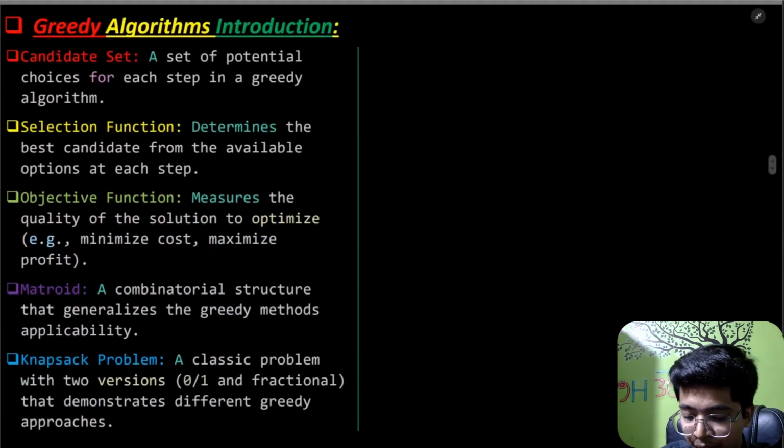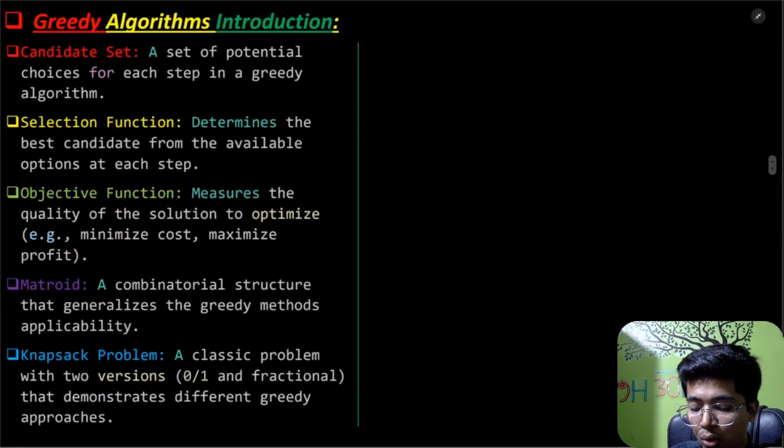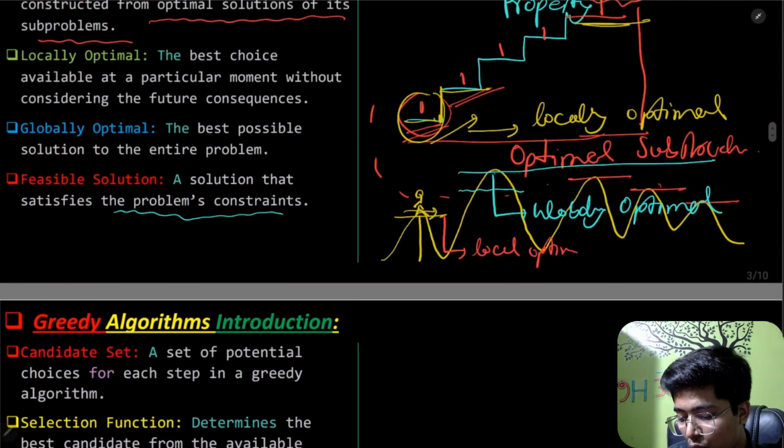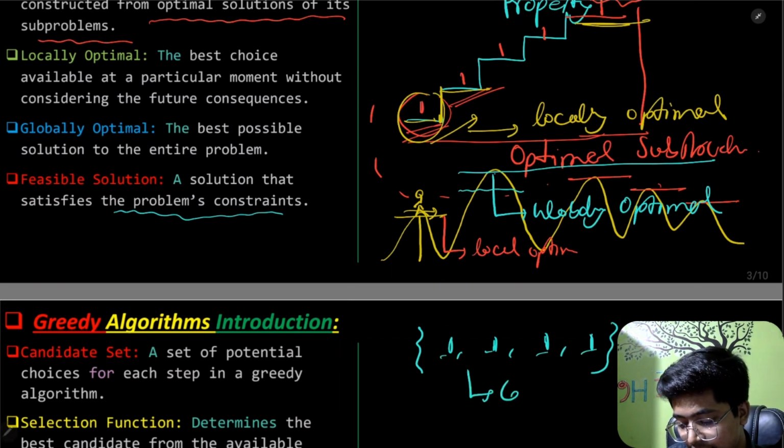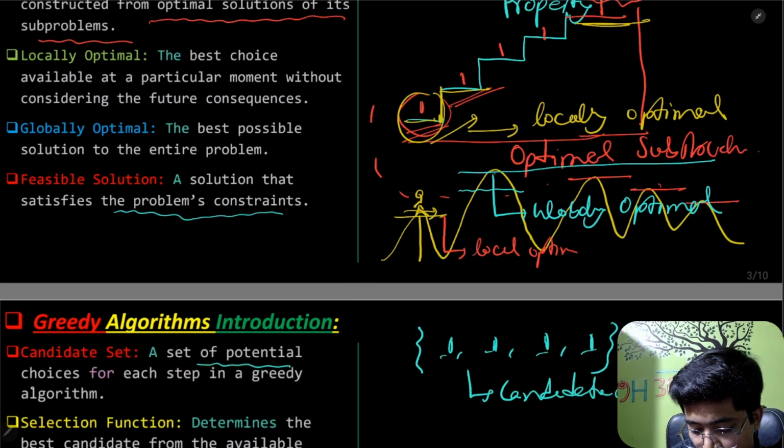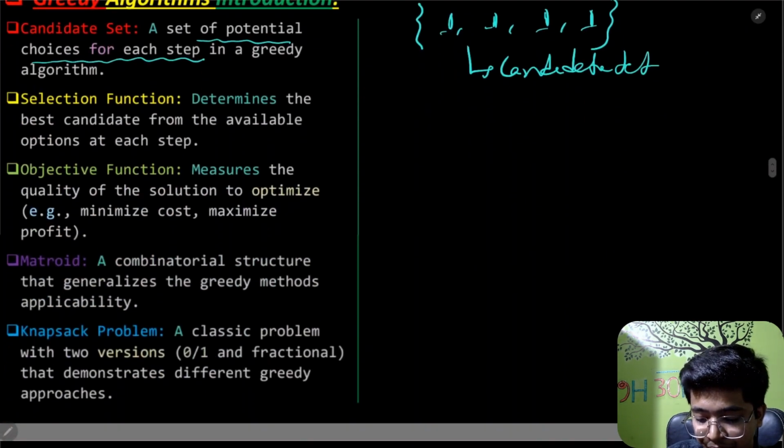Now coming to the candidate set. Look, if you observe this program, we got some value from each set at each step of the strategy. We got 1 1 1 1, and after getting a 1 at each step we reached the main point, the global optimal. So this set is called the candidate set: a set of potential choices for each step in a greedy algorithm. This is called the candidate set.